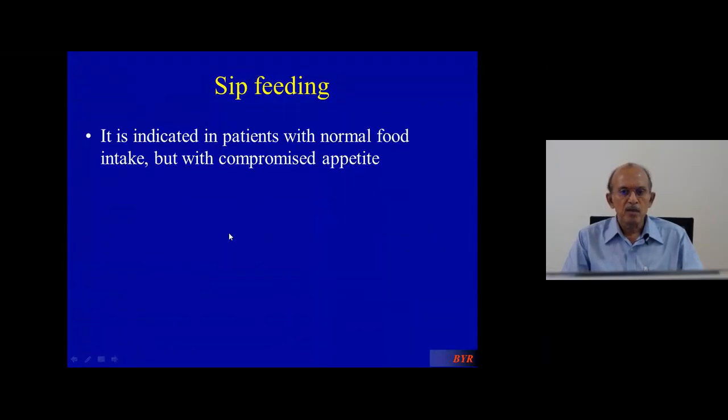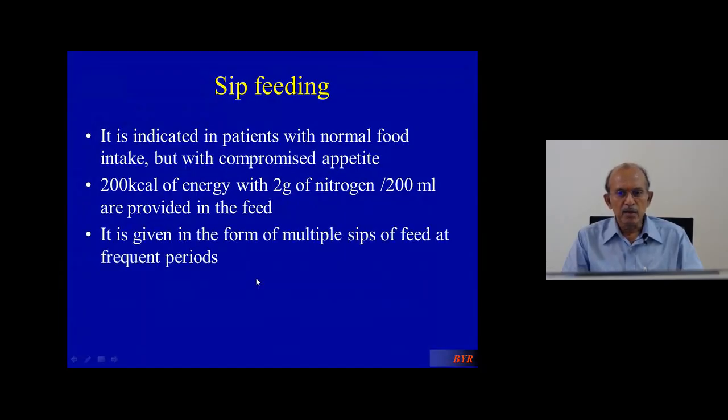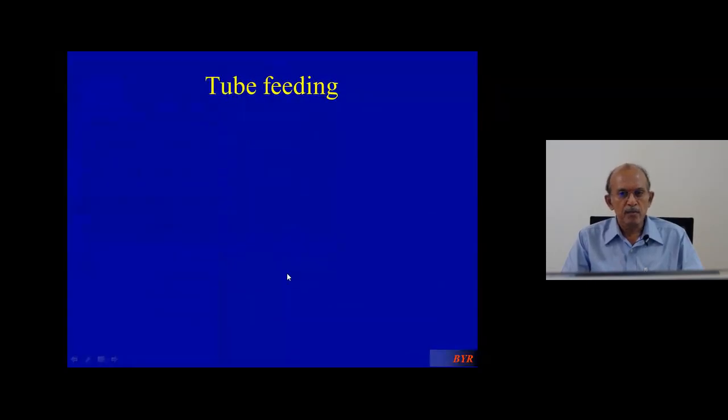Sip feeding. It is indicated in patients with normal food intake but with compromised appetite, where the appetite is not there. So you have to advise him to have sips of food. 200 calories of energy with 2 grams of nitrogen per 200 ml are provided in each feed. It is given in the form of multiple sips of feed at frequent periods.